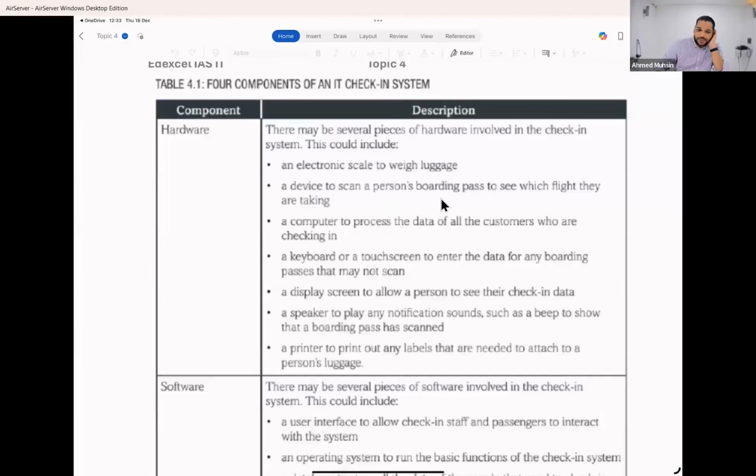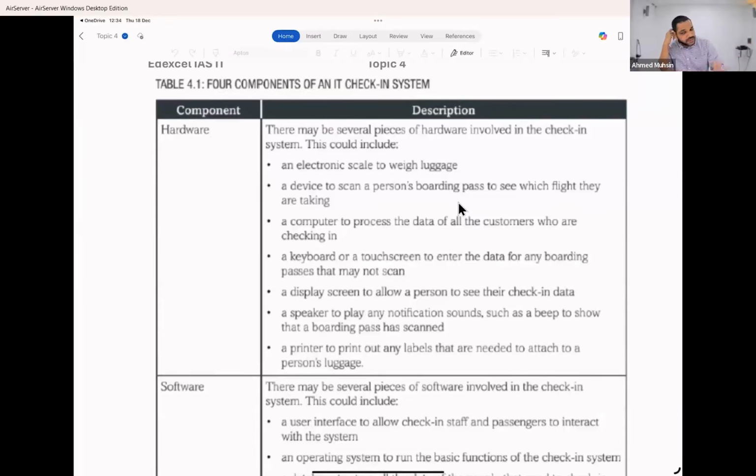A device to scan a person's boarding pass. Everyone, which device do you think we're talking about? A barcode scanner, right? Most probably it will be a barcode scanner. On your email you have booked your flight details. They just scan that, and then on the operator's computer all the details appear: your name, what country you're flying to, whether your visa is processed or not, everything comes on the screen.